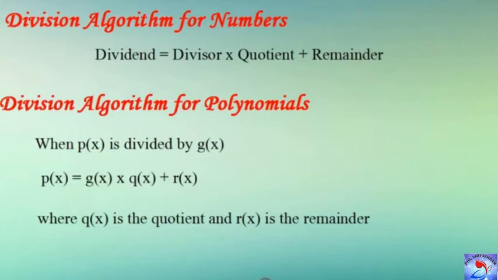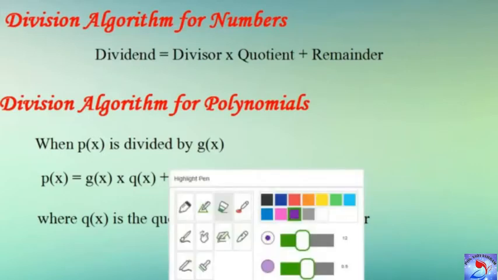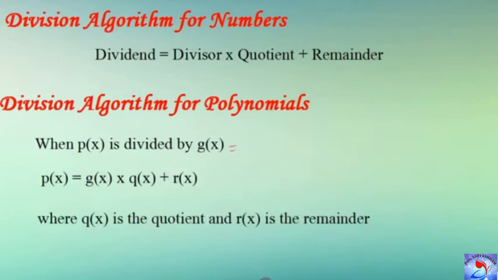With this, we'll relate to the division algorithm for polynomials. Here, instead of numbers, we are going to talk about polynomials, so you have one polynomial divided by another polynomial. Let's take the polynomial p of x divided by another polynomial g of x. Of course, the polynomial g of x, the divisor, should not be equal to 0.